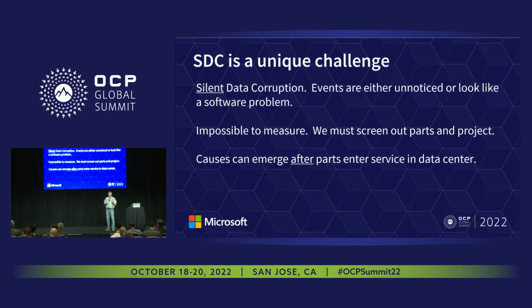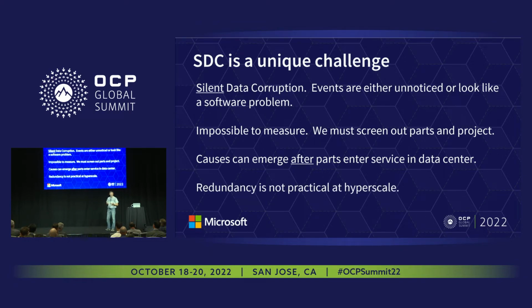As I mentioned previously, causes can actually emerge after parts enter service in the data center. So the model of buying a tested part that is definitely good and then will operate correctly for its lifetime just doesn't work at scale. We have to account for the fact that we're going to find bad parts that emerge after they go into production. So we need to manage that silicon lifetime with periodic testing and with directed testing and models.